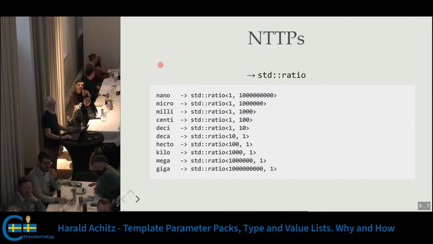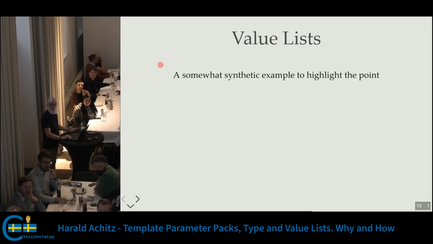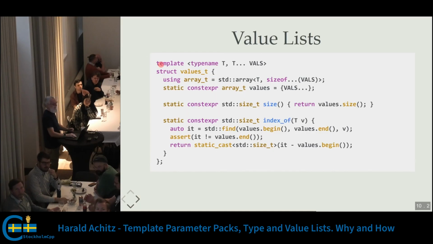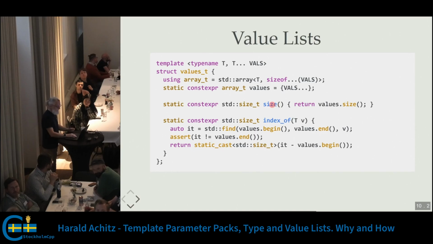Now, why would I ever do this? So let me give you a somewhat synthetic example that I needed to abstract a little bit, but it's not totally artificial. There is code I have. So I define a type, and I take from the type whatever, however many you give me, types, okay? And what I do is I just push these things into an array, and then a shortcut to get the size of the array, and then I have the index of a value.